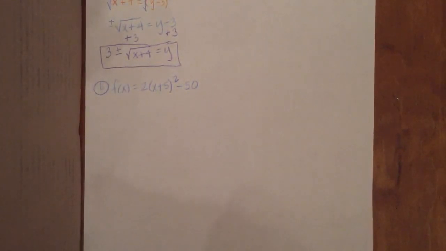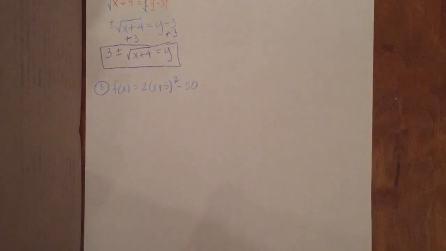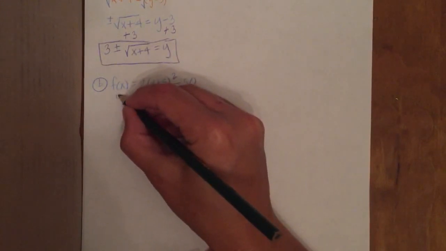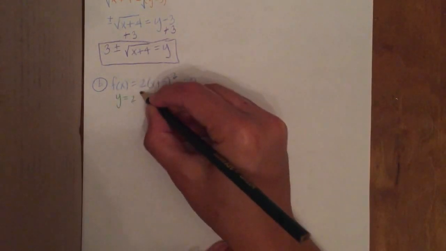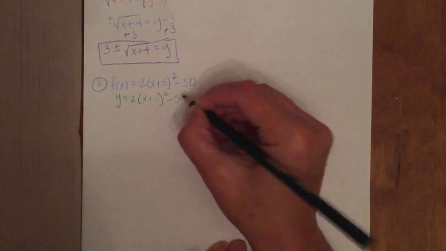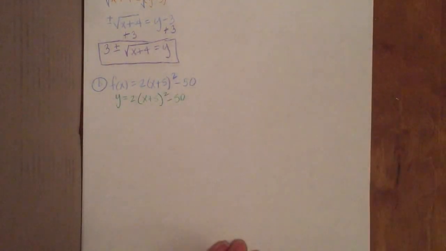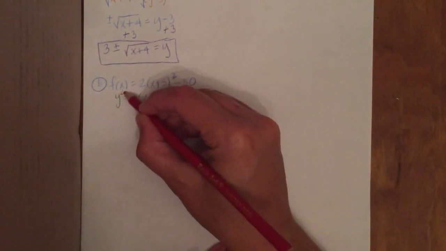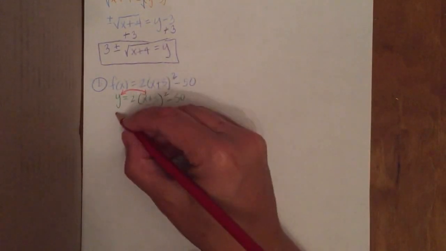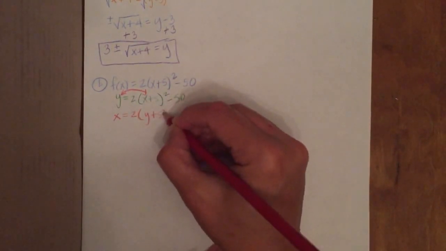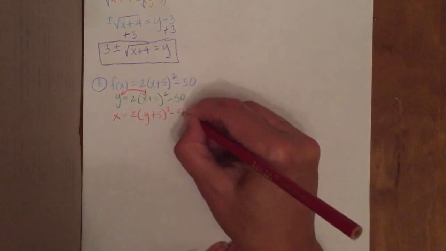So the first thing that I want to do is I want to change the f of x to a y. So I'm going to have y equals 2 times (x plus 5) squared minus 50. Okay, once I do that, I'm going to switch my x and my y now. So these two guys, domain and range, are going to switch places. So x equals 2 times (y plus 5) squared minus 50. Okay?